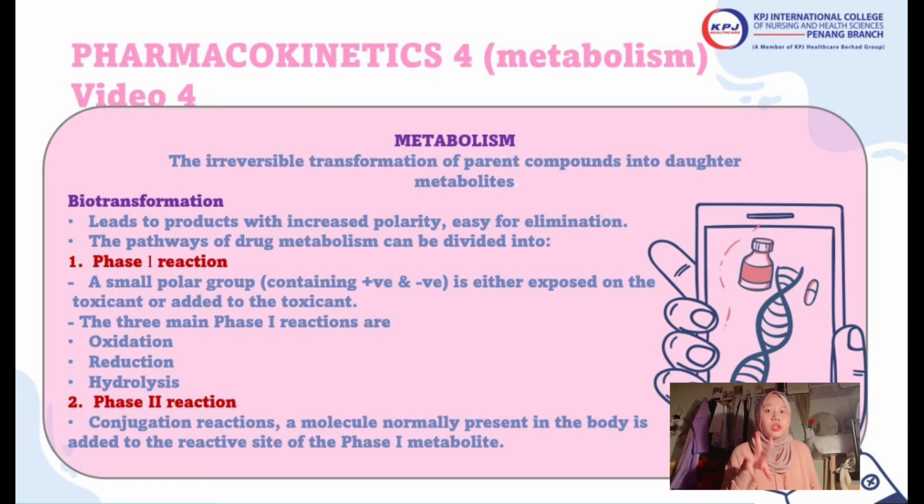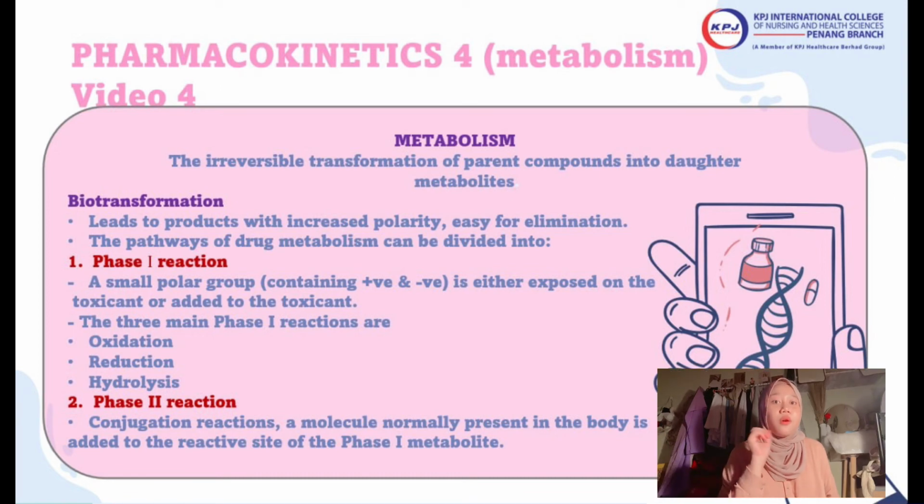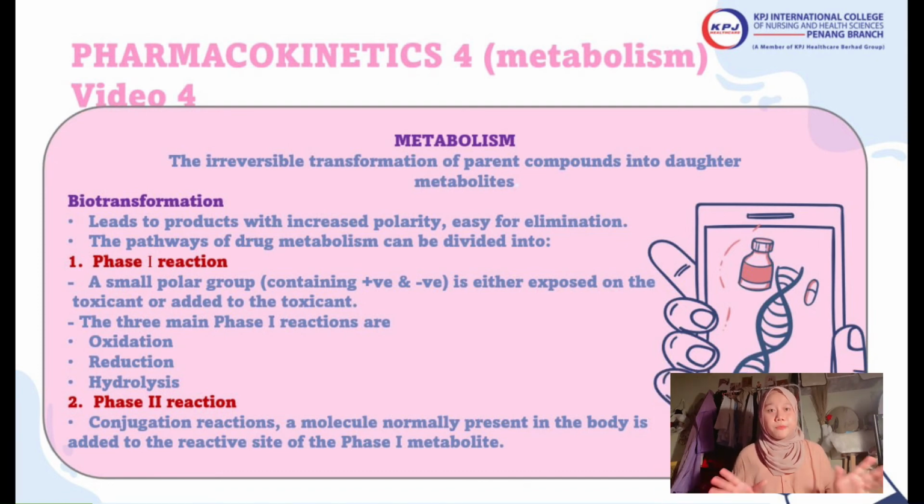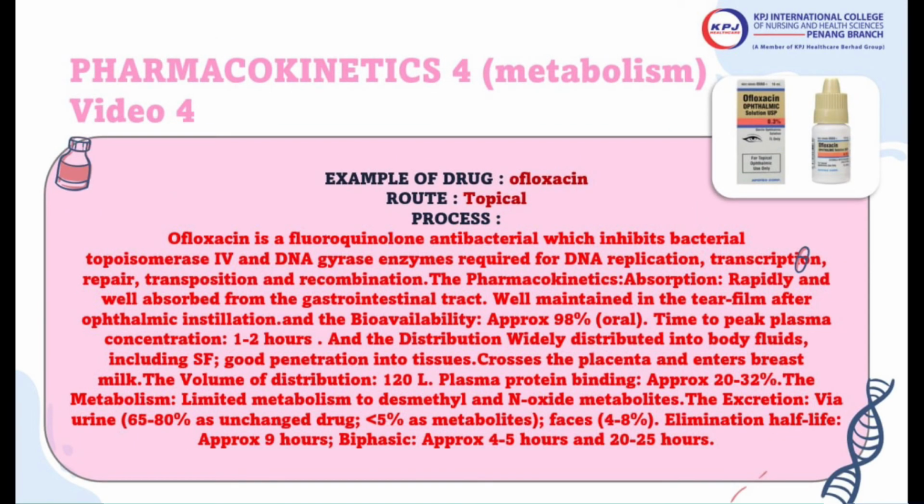The three main phase 1 reactions are oxidation, reduction, and hydrolysis. The phase 2 reaction is the conjugation reaction. A molecule normally present in the body is added to the reactive site of the phase 1 metabolites. Next is an example of a drug, which is the medicine aflatoxin.